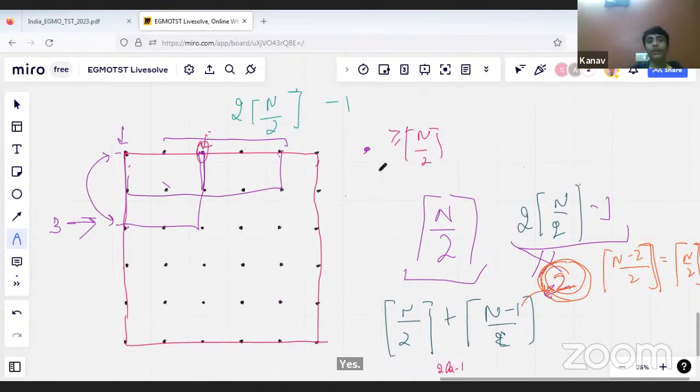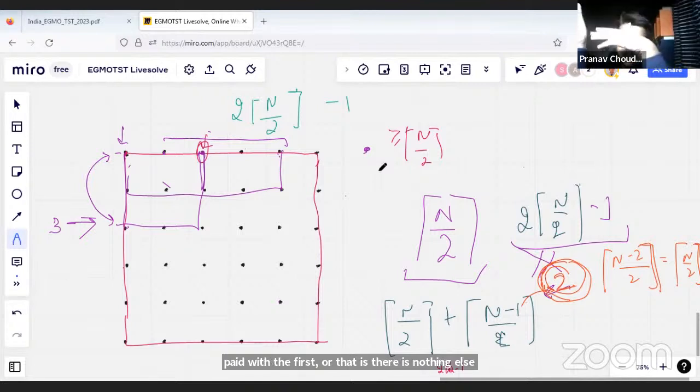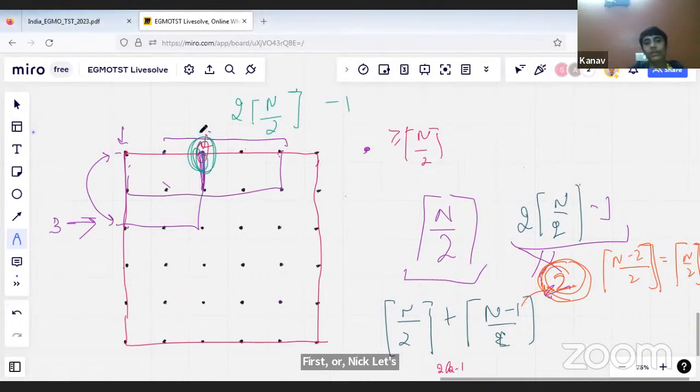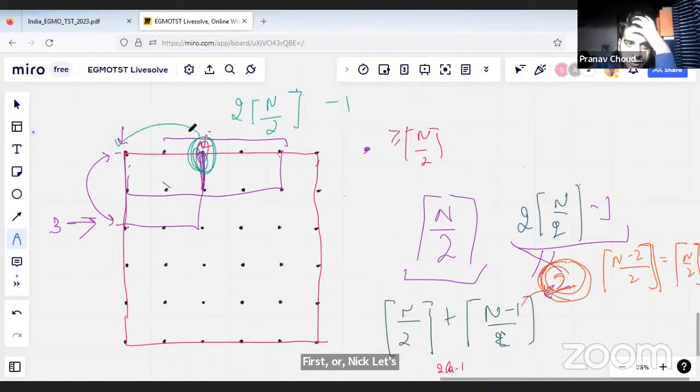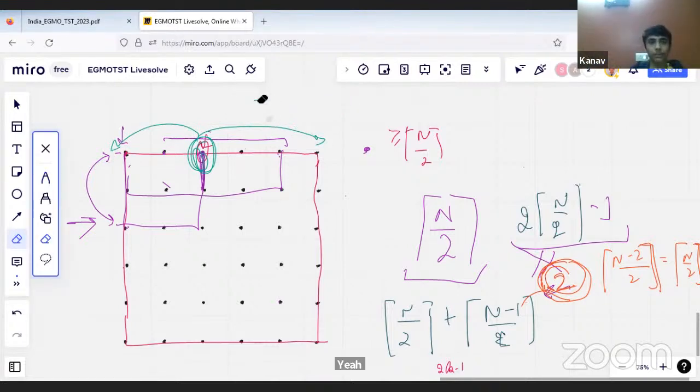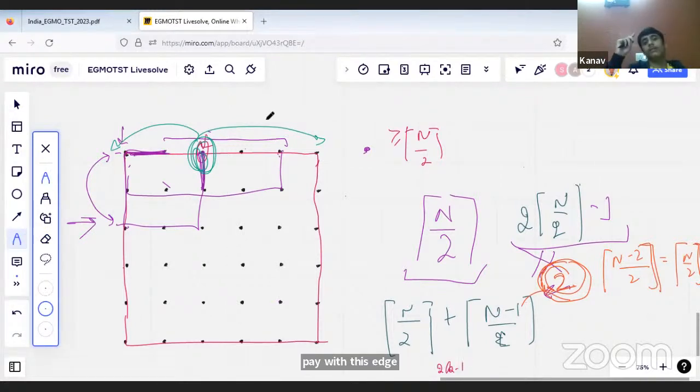You can pair columns. So you will have distinct rectangles, except when a particular column is paired with the first row. That is, there is nothing else. First or the nth, right? Like, let's say you have nothing to pair this. So it can be either paired with this or this. No. Nth is not an issue. No, because we are trying to pair with this edge. We've fixed it directly.